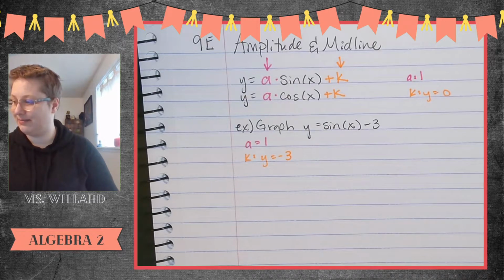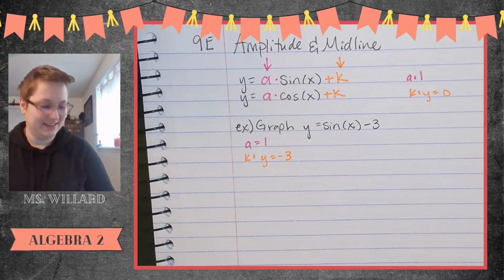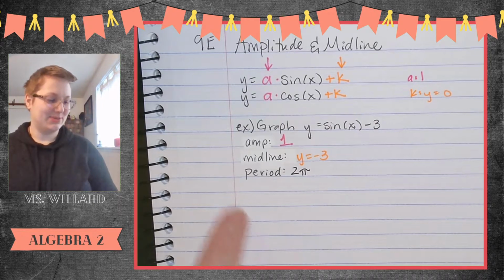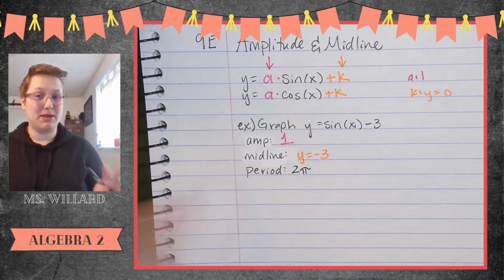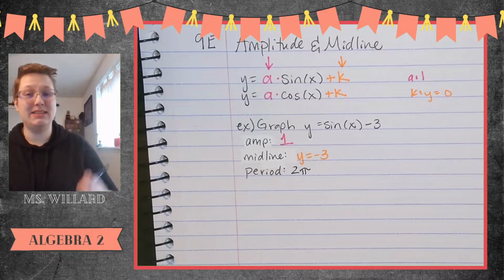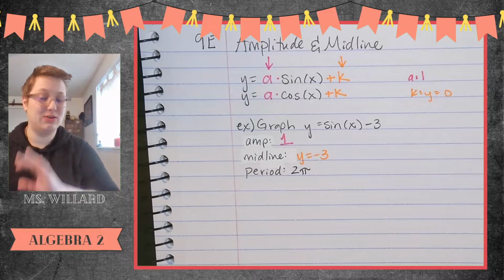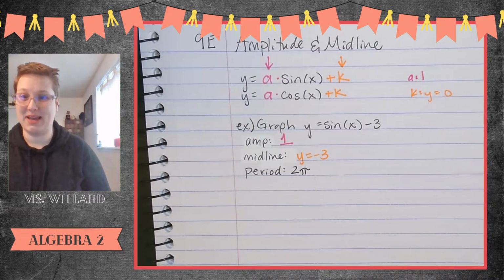Should I be writing midline? Yeah, I probably should. Hold on, let me fix all of this. There we go. So much better. Okay, so our amplitude's 1, our midline's at y equals -3, and the period is 2 pi. Now it's going to be 2 pi until it's not 2 pi anymore, which is next lesson, not this lesson. So for now, it's always going to be 2 pi, and we're going to be okay with that.